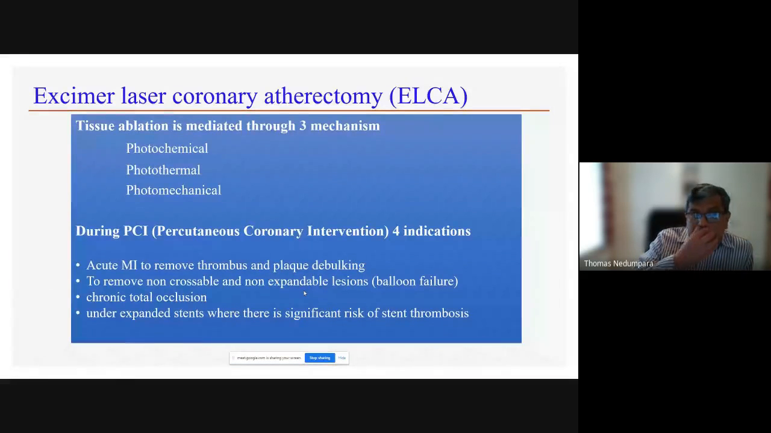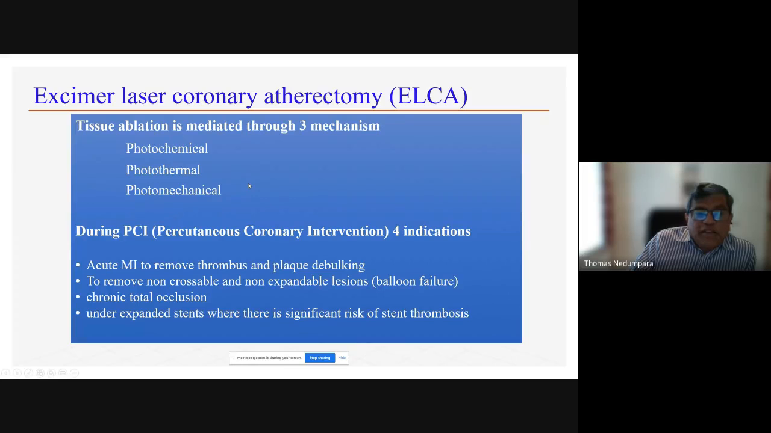Heart and blood vessels. So normally for blocked blood vessels, you use a coronary angioplasty, where a balloon catheter is used to dilate the narrow area of the coronary artery. But there's an application of laser to remove the coronary atheroma. The effect of the laser is threefold: one is photochemical, photothermal, and photomechanical.